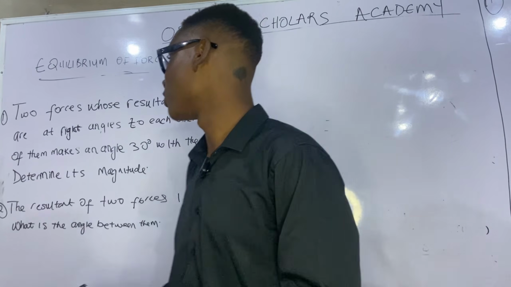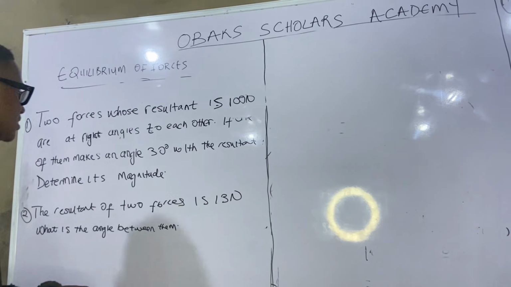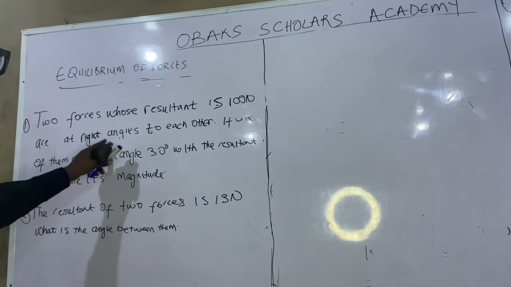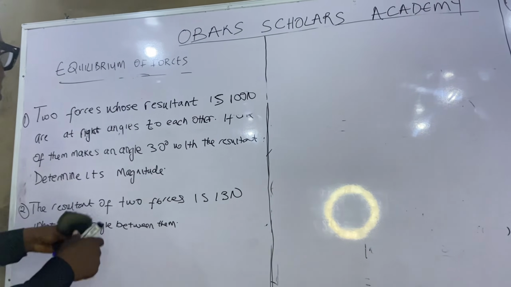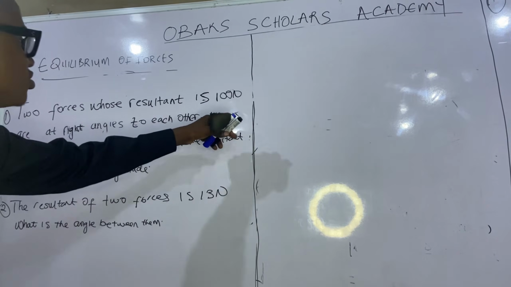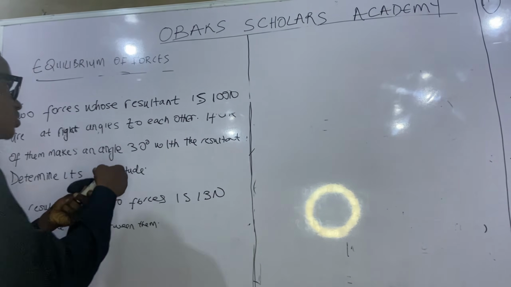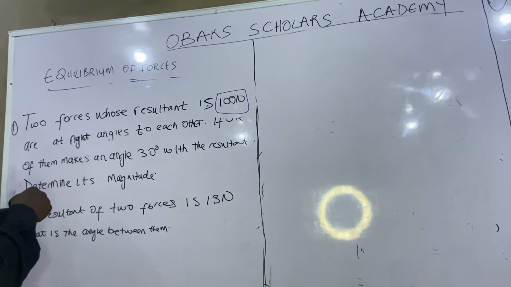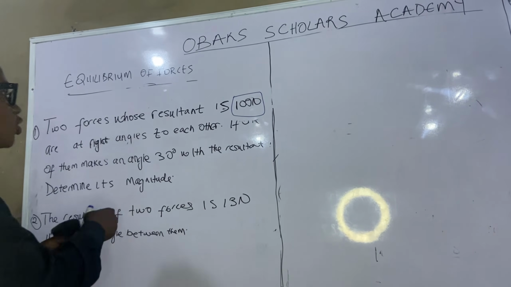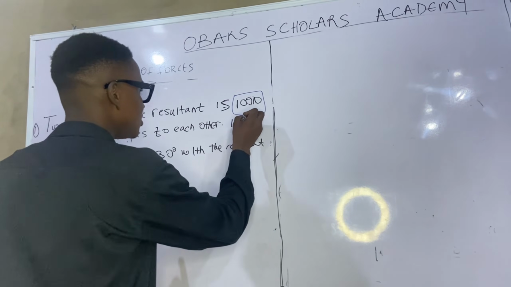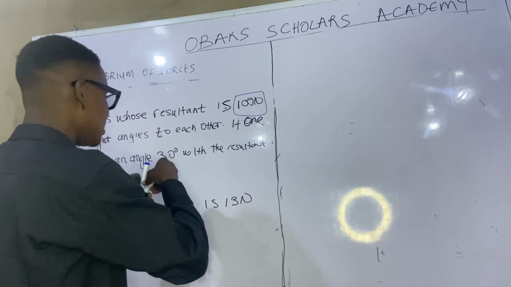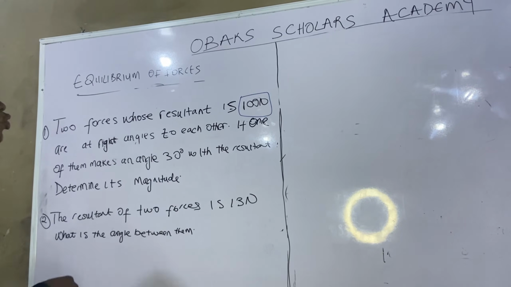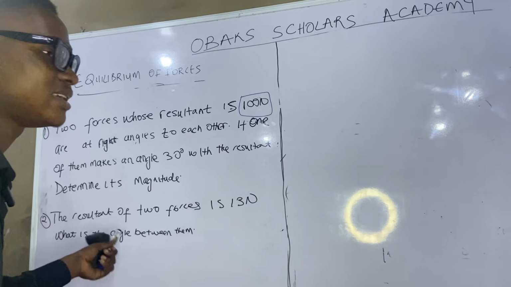So let's move on. This question says that two forces whose resultant is 100 Newton are at right angles to each other. Two forces whose resultant is 100 Newton. So we have been given the resultant. They are at right angles to each other. It says if one of them makes an angle 30 degrees with the resultant, determine its magnitude.